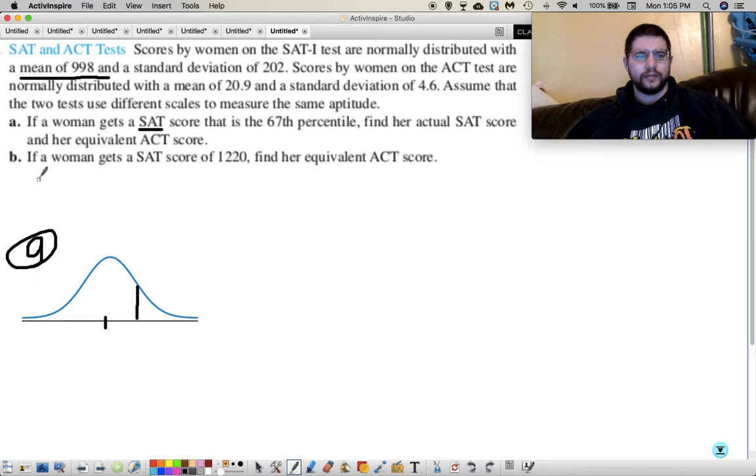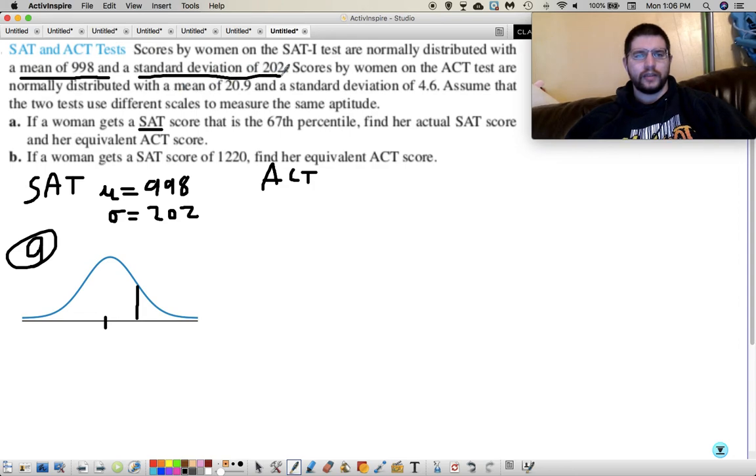So for the SAT, the mean is 998. Standard deviation is 202. For the ACT, so that's mean and standard deviation right here. For the ACT, mean is 20.9. Standard deviation of 4.6.